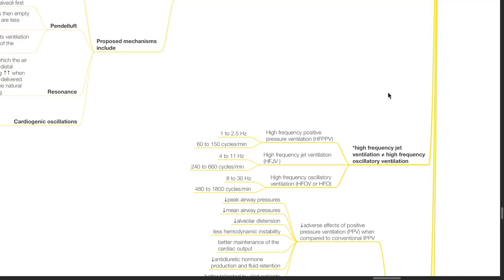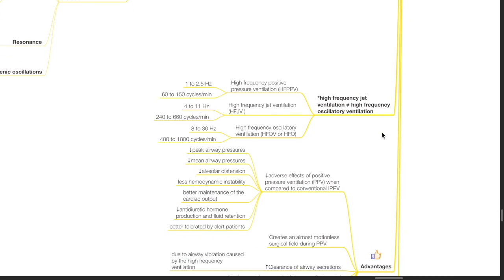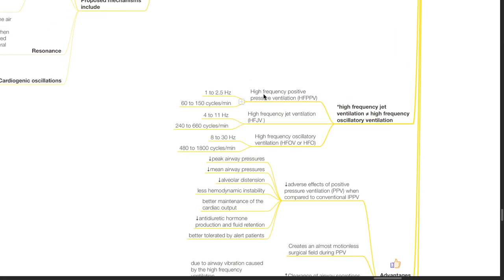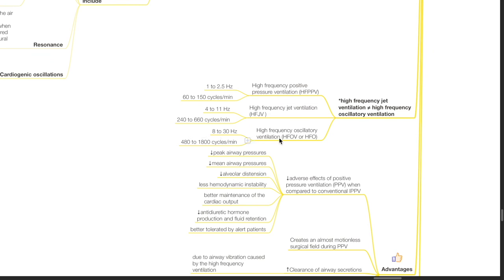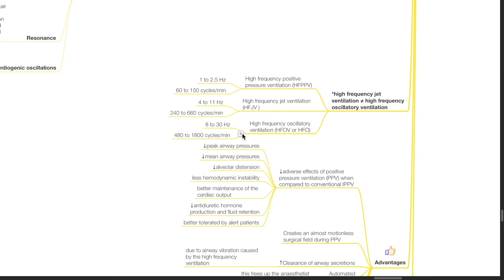Comparison of high-frequency positive pressure ventilation with high-frequency jet ventilation and high-frequency oscillatory ventilation. In high-frequency positive pressure ventilation, frequency is 1 to 2.5 Hz and cycles per minute is 60 to 150. In high-frequency jet ventilation, frequency is 4 to 11 Hz and cycles per minute is 240 to 660. In high-frequency oscillatory ventilation, frequency is 8 to 30 Hz and cycles per minute is 480 to 1800.